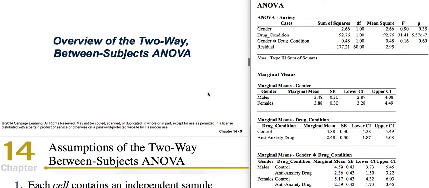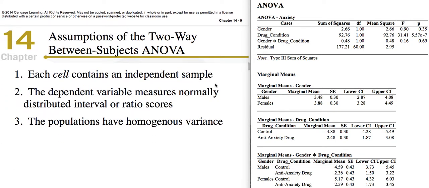So first, let's talk about the assumptions of a two-way or factorial ANOVA. We are assuming that each cell contains an independent sample. That means we're not measuring multiple individuals in different conditions. They're all set to one specific condition in this experiment. We're also assuming that the dependent variable, in this case the anxiety scores, is a measure that's normally distributed interval or ratio scores. And lastly, we're assuming that the populations have homogeneous variance. That means there's equal variance across the different conditions in this experiment.